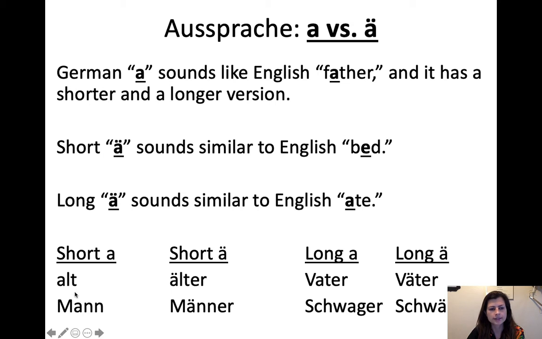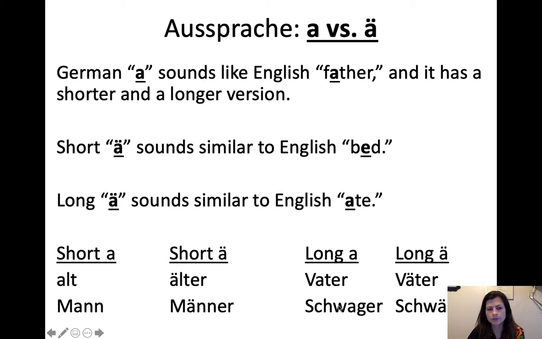Alt, Mann. Let's look at the long one just to compare the short and the long. So this is Vater, Schwager. So this is, of course, father, and Schwager means brother-in-law. So let's do this again. Alt, Mann.